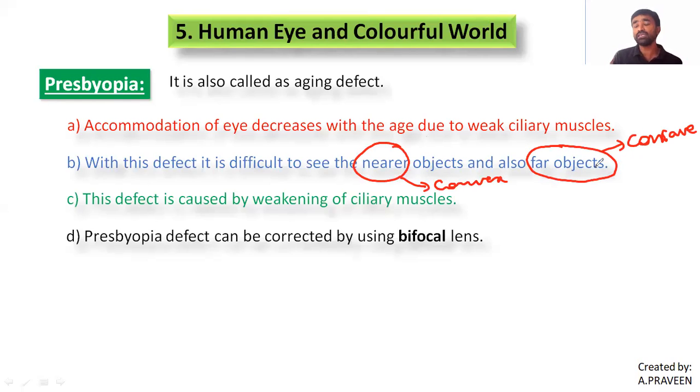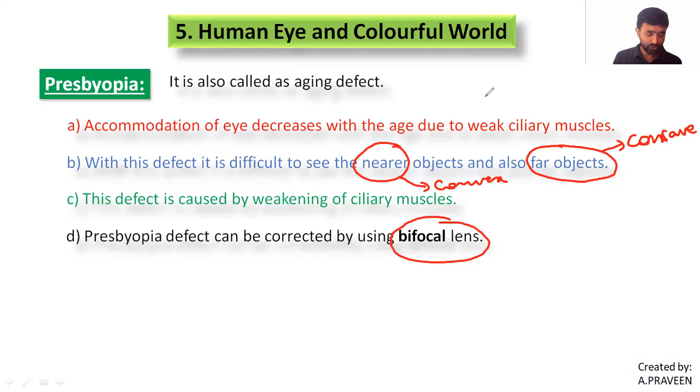So by combining these two lenses, concave and convex lens, you will get a different lens called a bifocal lens. So the combined lens we are using here is called a bifocal lens, right? So simply this defect is due to the weakness of the ciliary muscles, a decrease in the flexibility of the eye lens. So it cannot adjust to the lowest radius and highest radius. So this is the defect.